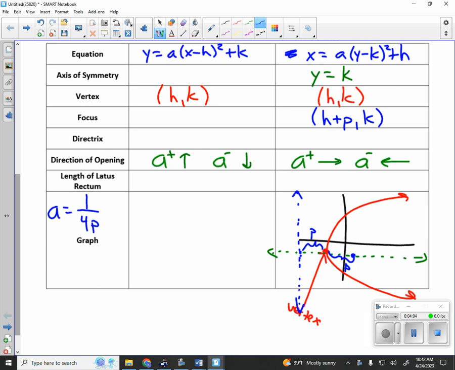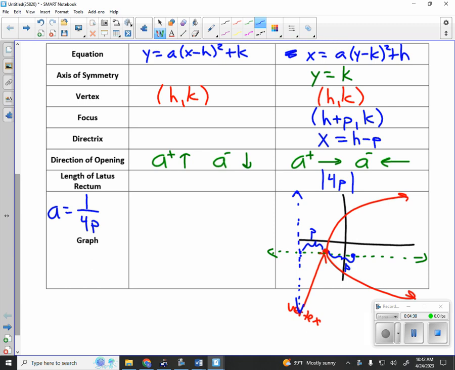All right, so the directrix is p units on the outside of the vertex, on the outside of the parabola. And so that is a vertical line. Vertical lines have equation of x equals, and it is going to be h - p. And the length of the latus rectum is the absolute value of 4p. That does not change.